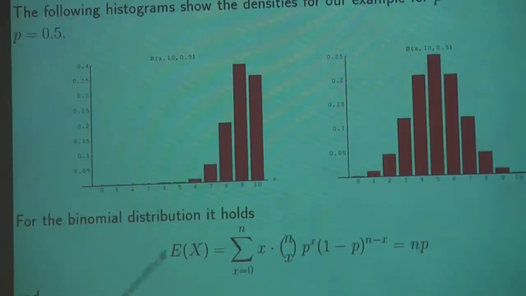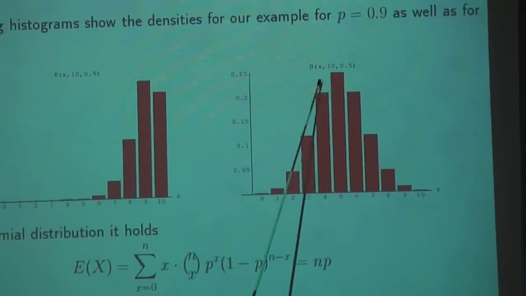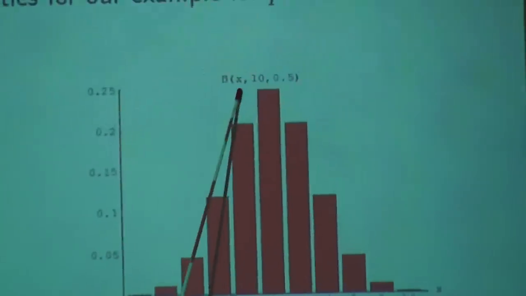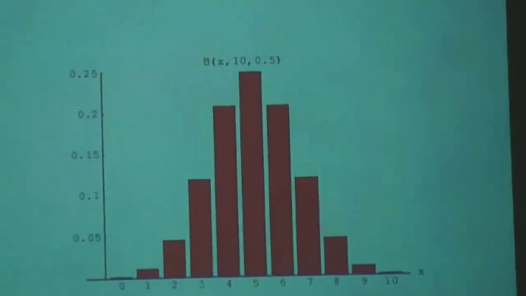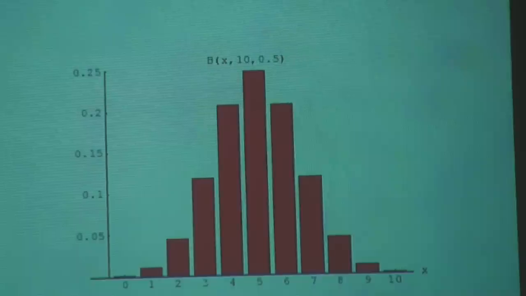Okay, and you also see this distribution is not symmetric, whereas this one here is symmetric. This is 10 kicks and probability of 0.5. And the symmetry is due to the 0.5. Okay, there is a formula for the variance too.